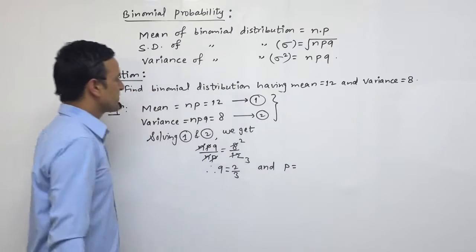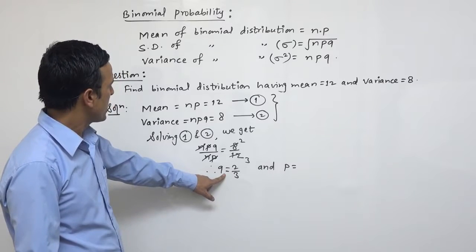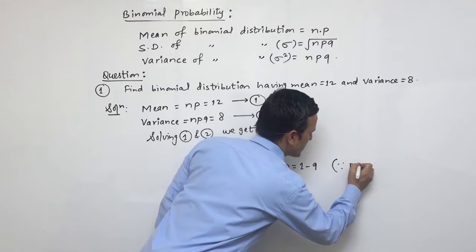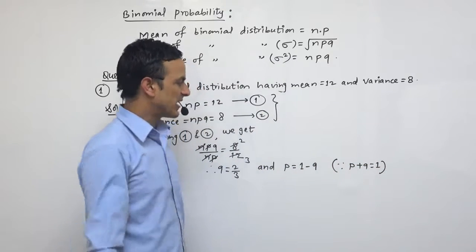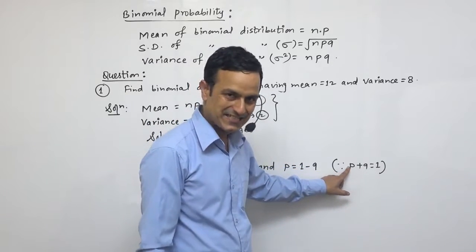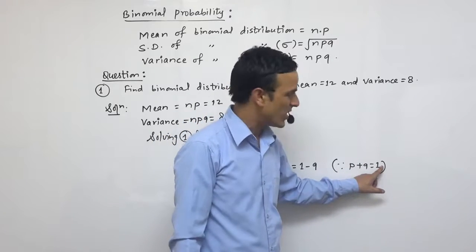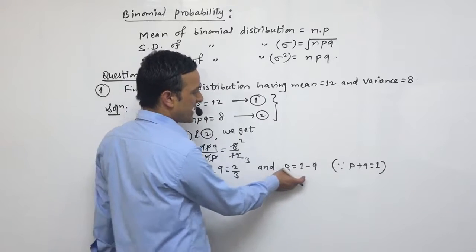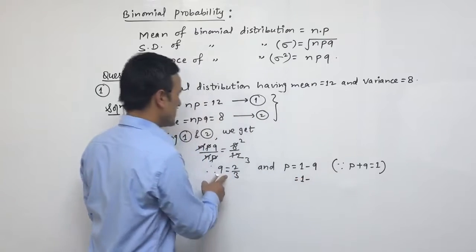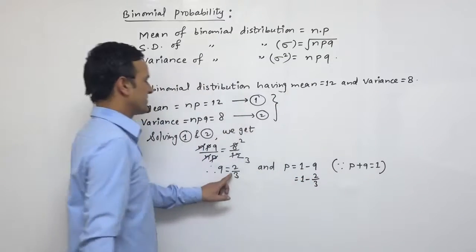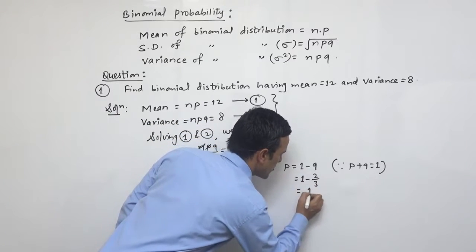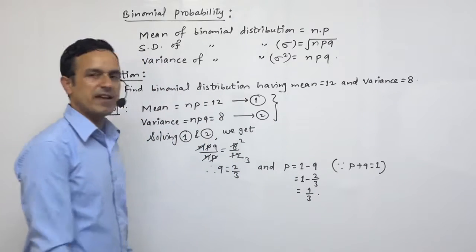Then p means 1 minus q, because we have p plus q is equal to 1. This is the formula. The sum of the probability of success and probability of failure is always 1, that's why when we find the value of p, it will be 1 minus q. So write down 1 minus q, which is 2 upon 3, the value of q we just found here. So 1 minus 2 by 3. 3 minus 2 means 1 upon 3. So this is the value of p.